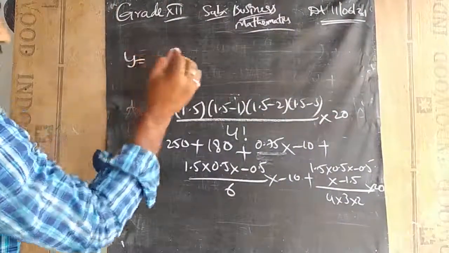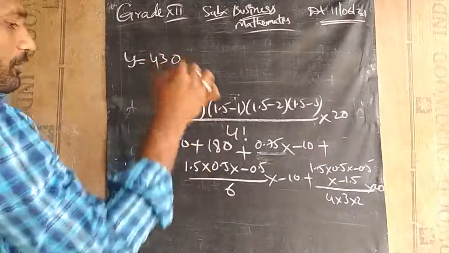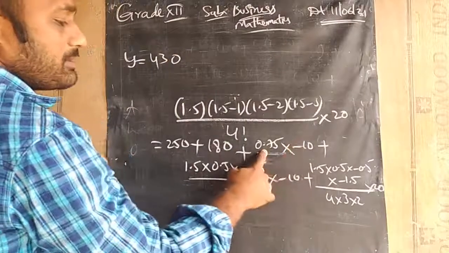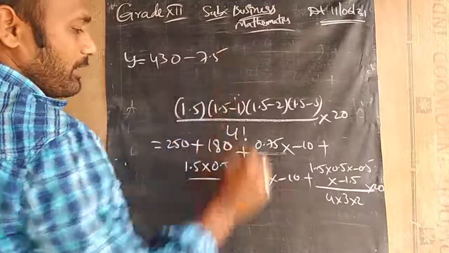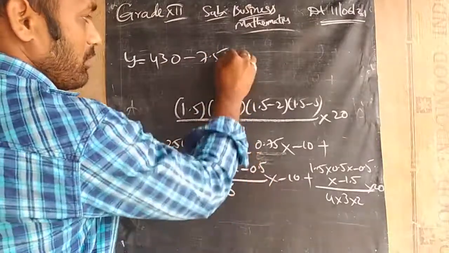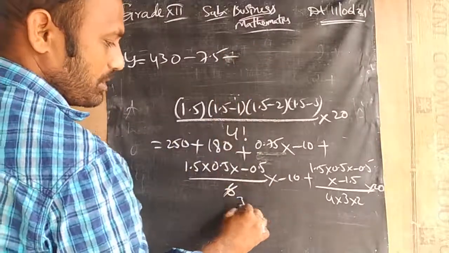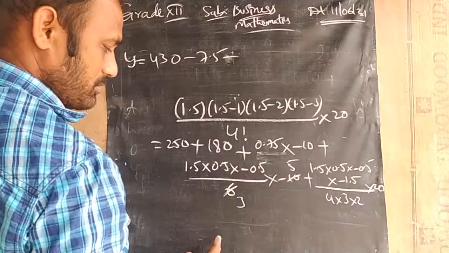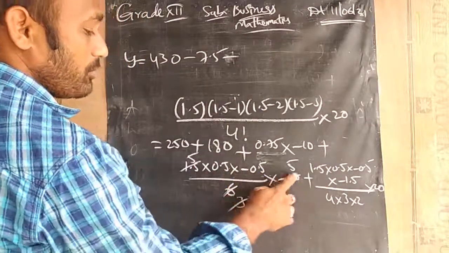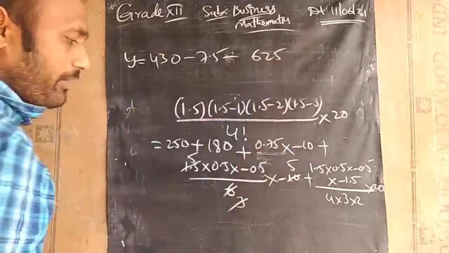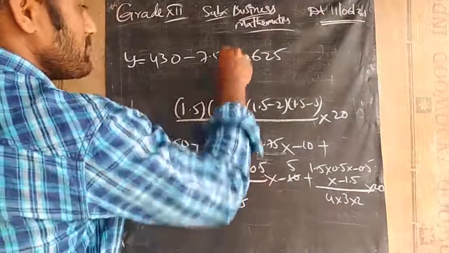So y is equal to 8 plus 5, 13. That gives 7.5, so minus 7.5. Then plus, into minus, minus. Here 5 to the power 4 is 625, so 625 here, minus 10. Minus into minus becomes plus.